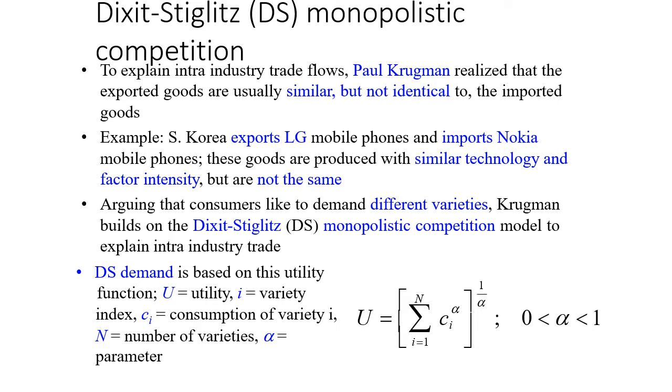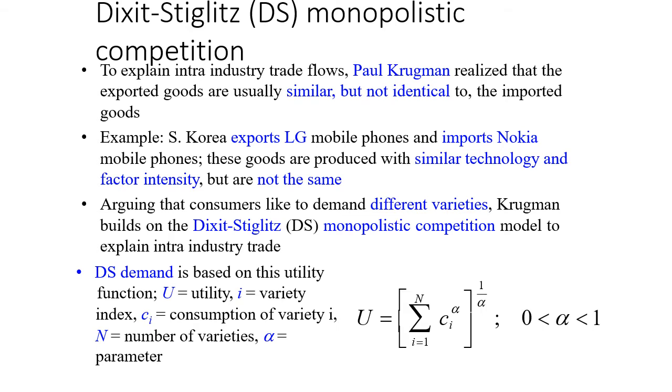So, for example, something that you saw in terms of what was traded, if you looked at mobile phones, South Korea usually exported LG mobile phones but imported Nokia mobile phones. We know that this is very similar technology, and the use case is quite the same, but they're not exactly the same. They are similar. So he used that idea, okay, we have different varieties, similar quality, similar technology, almost the same factor intensity we are using, I think I can apply the Dixit-Stiglitz monopolistic competition model to intra-industry trade.